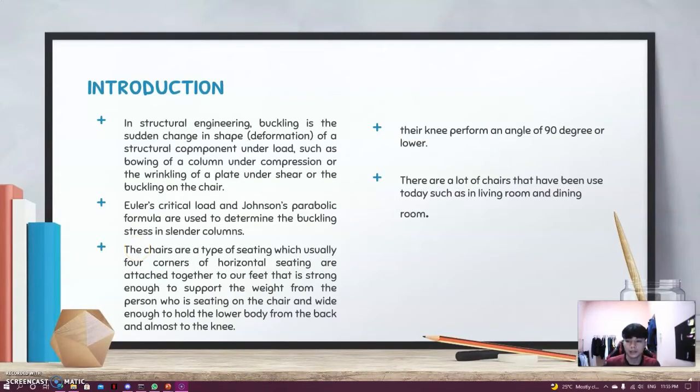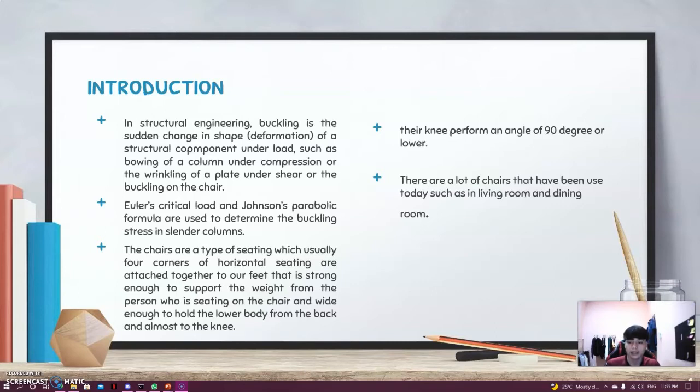Introduction. In structural engineering, buckling is the sudden change in shape or deformation of a structural component under load, such as bowing of a column under compression, or the wrinkling of a plate under shear, or the buckling on the chair. Euler's critical load and Johnson's parabolic formula are used to determine the buckling stress in a slender column.